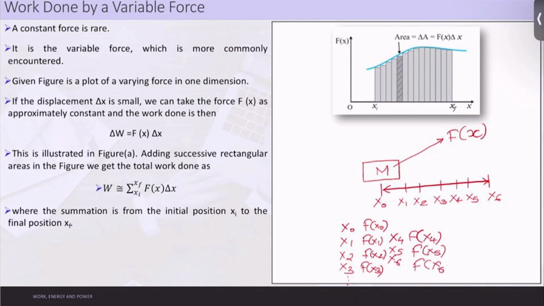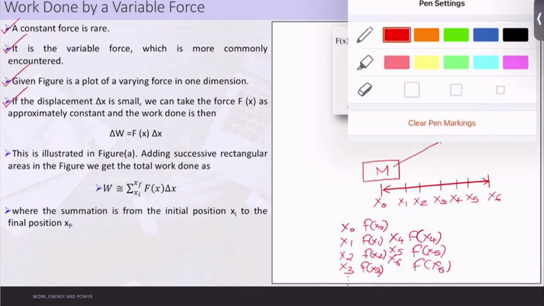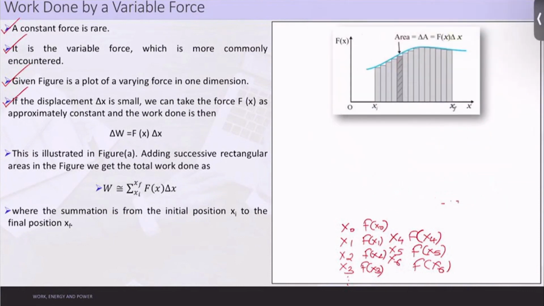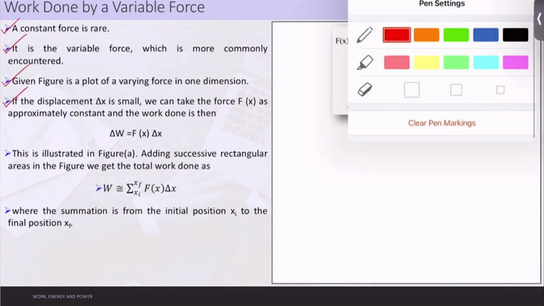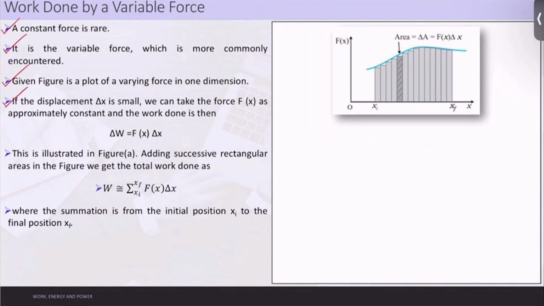So that is the simple meaning, that with a change in displacement, the value of the force is also changed. That is the simple meaning if you try to understand this for one dimension. The given figure is a plot of varying force in one dimension. If the displacement delta x is small, now we are trying to understand this concept using very small values, so basically differential calculus is being involved here. So let us say that the displacement is very small.